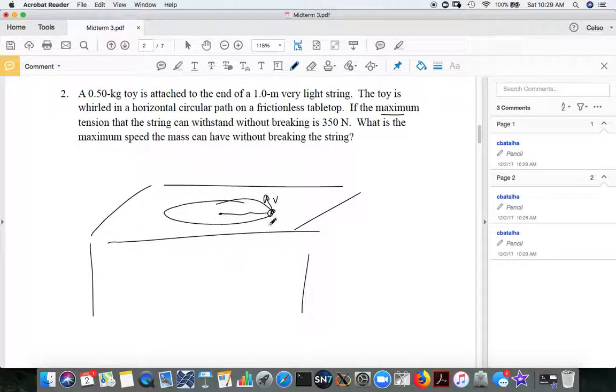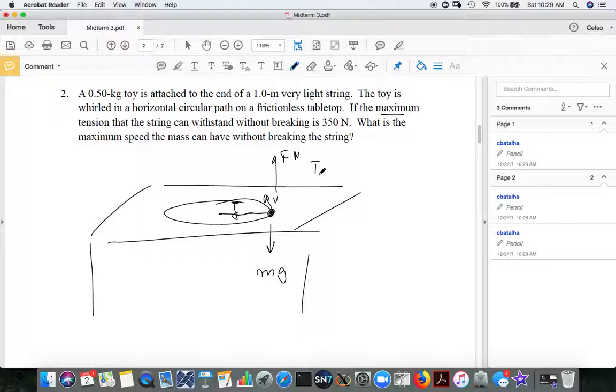So in this case, gravity and normal force, they don't do anything to bring this toy into rotation. What does it is the string itself, the tension force. So what is the definition of centripetal acceleration? Centripetal acceleration is the net force responsible for rotating anything. So in this case, we have a toy, and the only force that is projected along the center of rotation is tension.